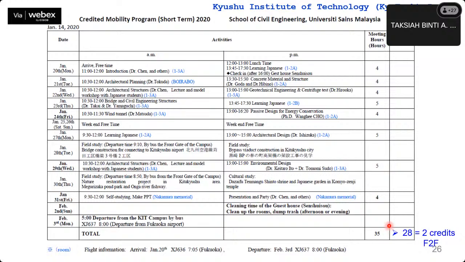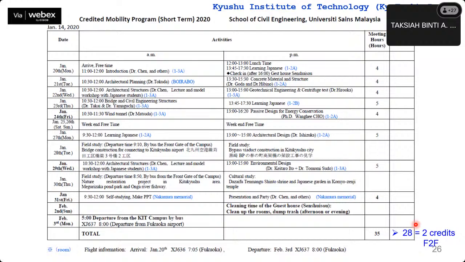credit hours is 28. This 28 is actually more than a 2 credit subject. In Malaysia, in USM, for a 2 credit subject, 2 times 14 is 28. So now face-to-face is 35. So a balance, or maybe you need roughly another 45 to have 80 SLT.